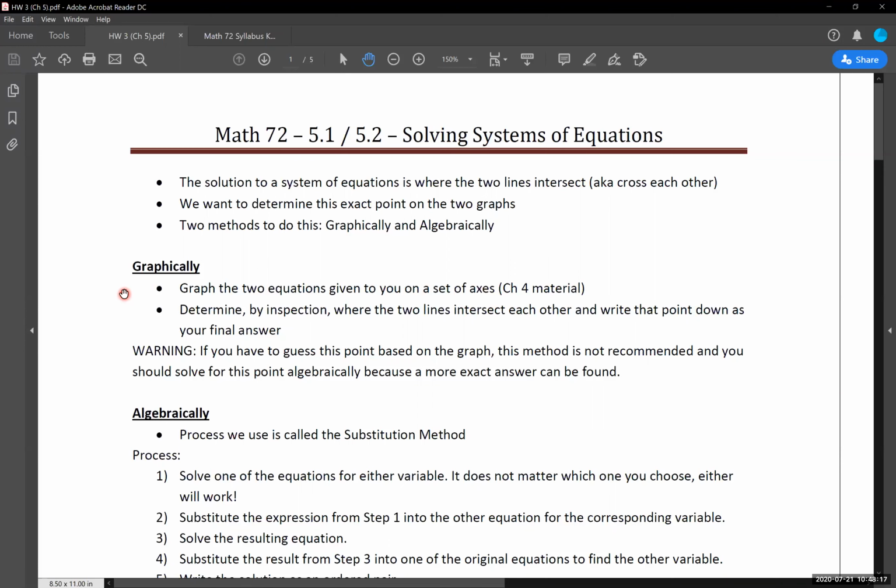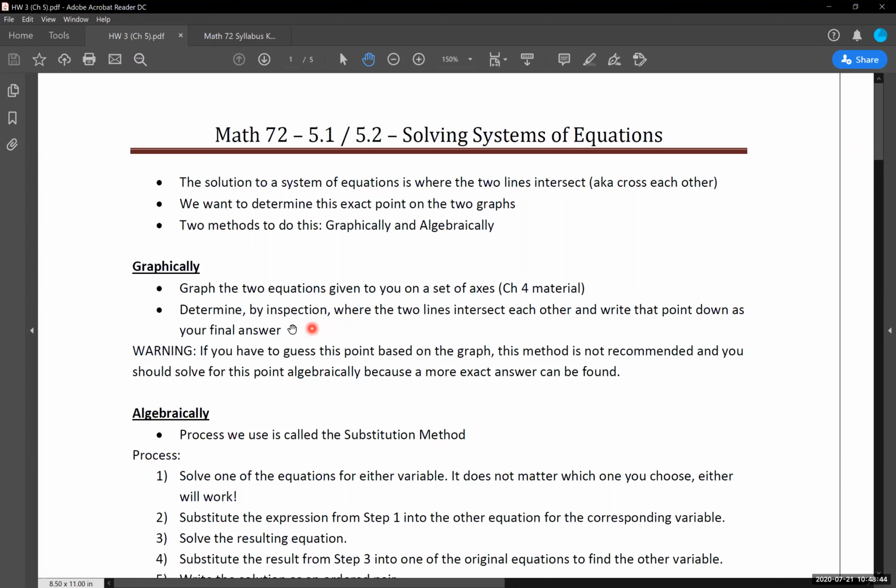Whichever one you are most comfortable with, you're welcome to use, but we need to graph those two equations on a set of axes, however we can make that happen. From there, we can determine by inspection, which means we just look at the graph or the two graphs and see what's been given to us. Where do these two lines intersect or cross each other? And then we write that point down as the final answer.